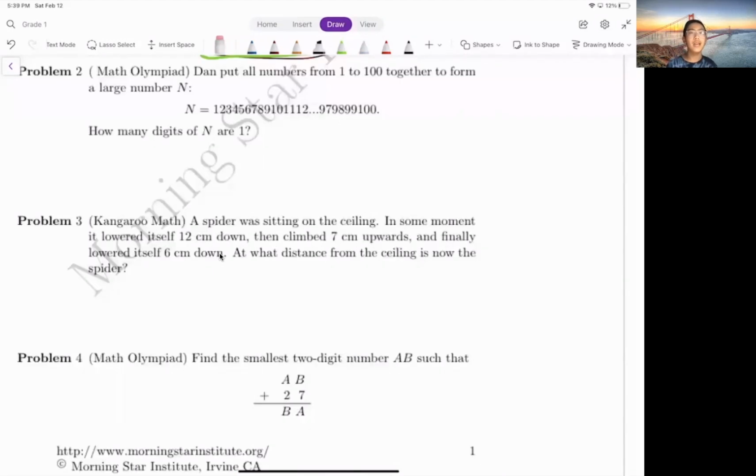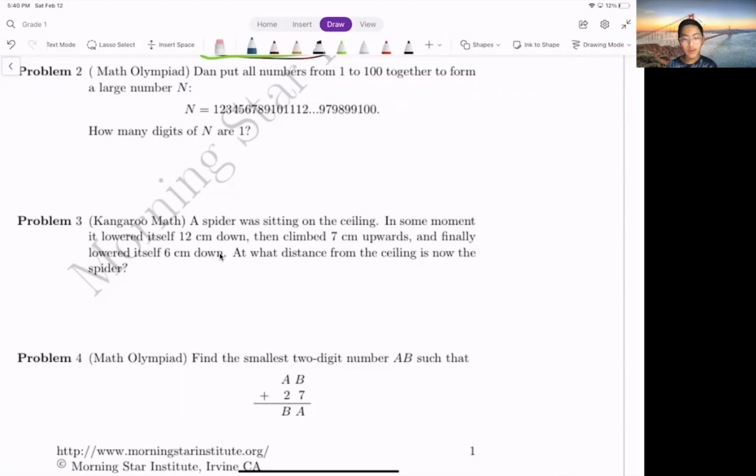Problem 2. Dan put all the numbers from 1 to 100 together to form a large number N. N equals 1, 2, 3, 4, 5, 6, 7, 8, 9, 10, 1, 1, 1, 2, all the way to 9, 7, 9, 8, 9, 9, 1, 0, 0. How many digits of N are 1?